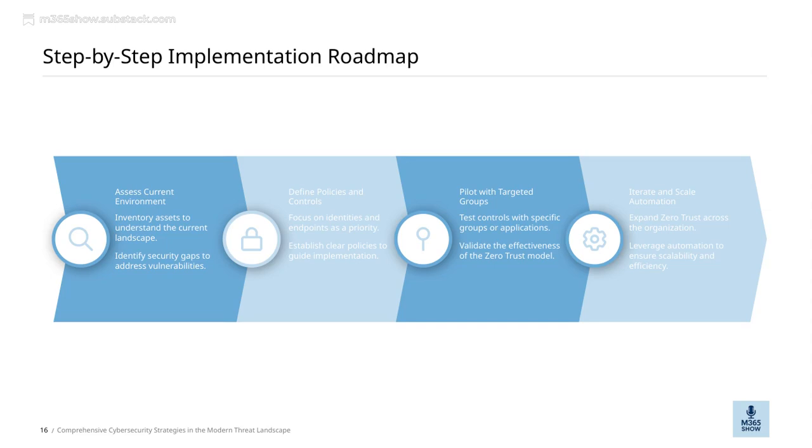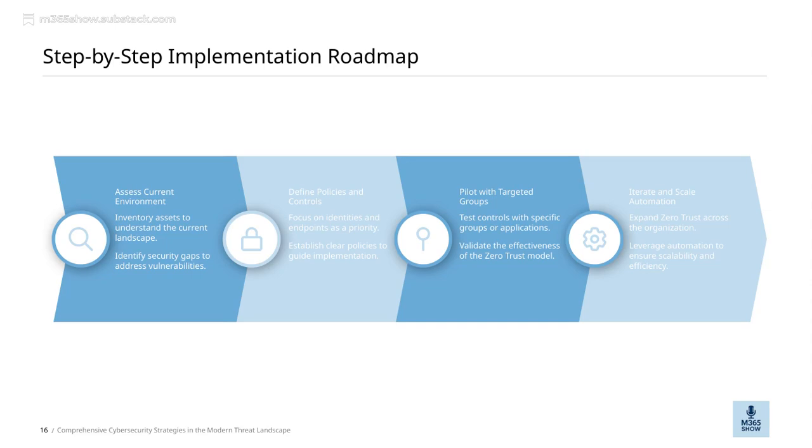As we proceed, it's important to iterate and scale automation. This involves continuously testing our controls with specific groups or applications to see how well they perform in different scenarios. Then, we validate the effectiveness of our zero trust model itself, making sure that it's actually providing the protection we need. Moving on, we should pilot our controls with targeted groups.